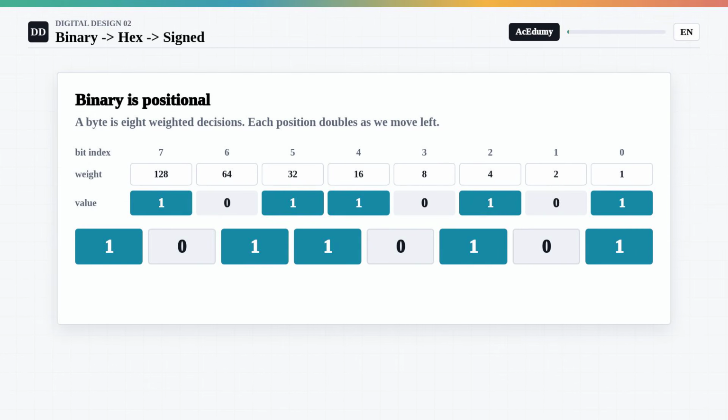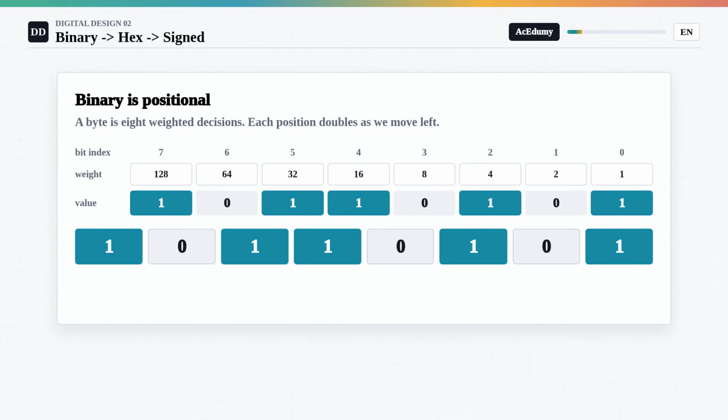In the last lesson, voltage became a bit. Now we ask the next question: how do bits become numbers? Binary is a positional number system. That means each bit has a weight. The rightmost bit is worth 1. The next is worth 2, then 4, 8, 16, and so on. So an 8-bit byte is not just a row of switches, it is a row of weighted decisions.